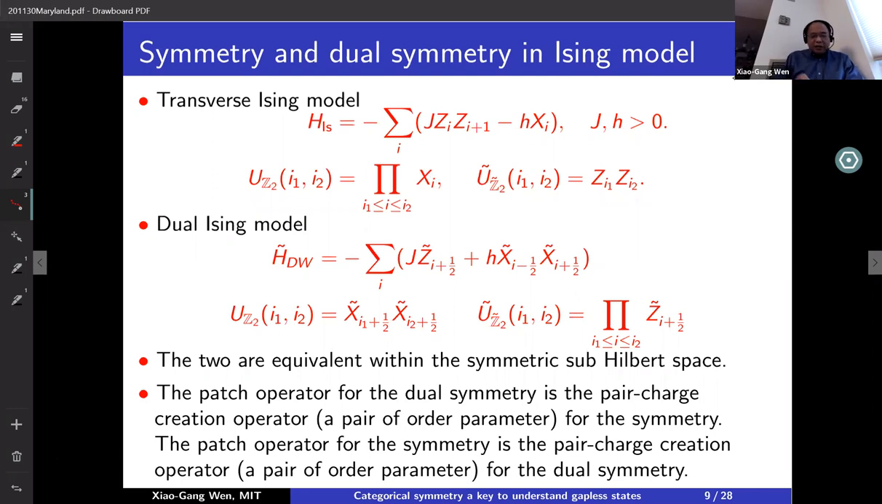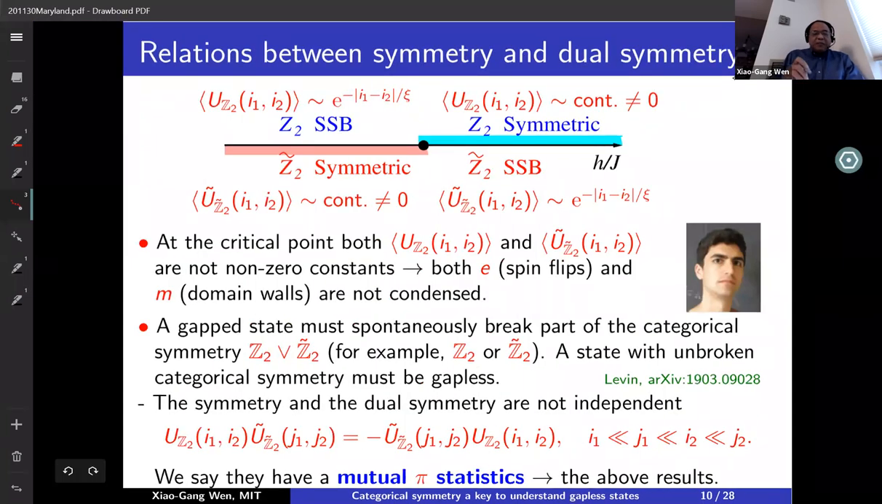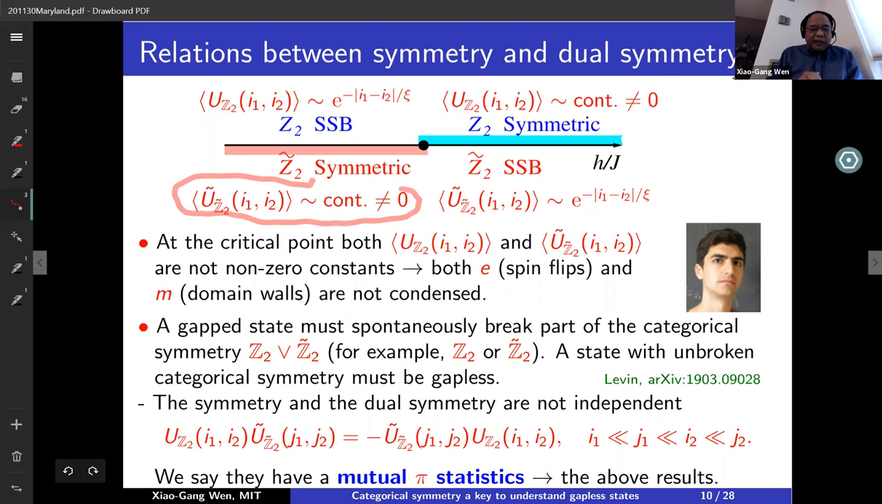And vice versa, because the patch operator for the original symmetry is an order parameter for the dual symmetry. So I have this duality relation. From here we see that, for the original symmetry, this dual symmetry patch operator is the order parameter.